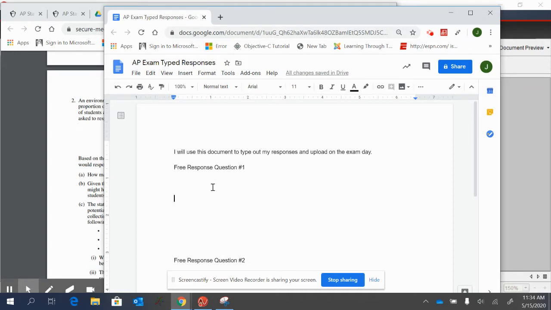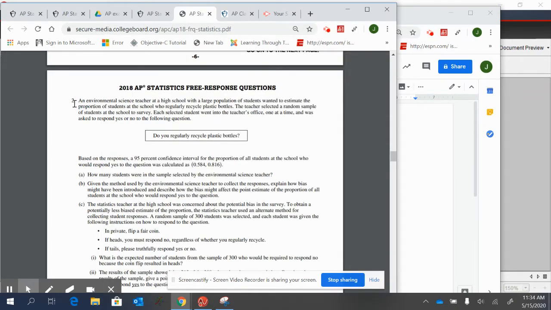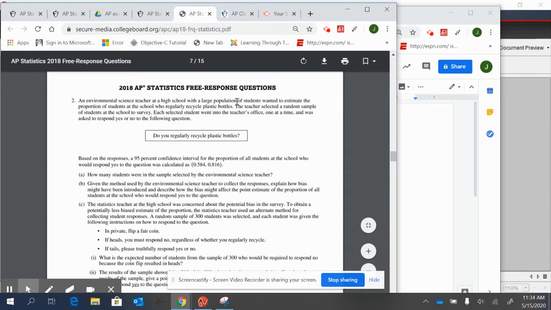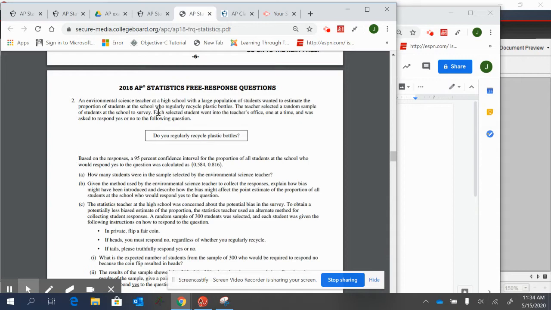Okay, so I created the document before I got in here, and I am going to type right in here everything that I want to copy and paste and upload. So here goes. Let's read through this Chapter 3 type question. Most of the content here is from Chapter 3.